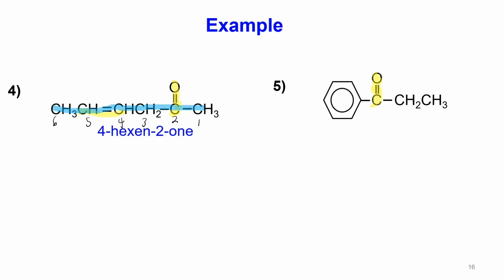Carbon number 1 should start from the end nearest to the carbon double bond O. So carbon number 1, carbon number 2, carbon number 3. At carbon number 1, we have a benzene as a substituent group. Benzene as a substituent group is known as phenyl. So the IUPAC name for this structure is 1-phenyl-1-propanone.